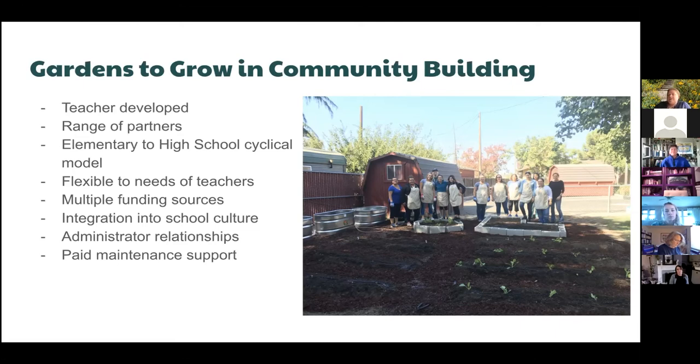And then they do maintenance. They pay for maintenance through their program. So they hire contractors and find that parents and teachers need that support. And so they help make that happen for them.